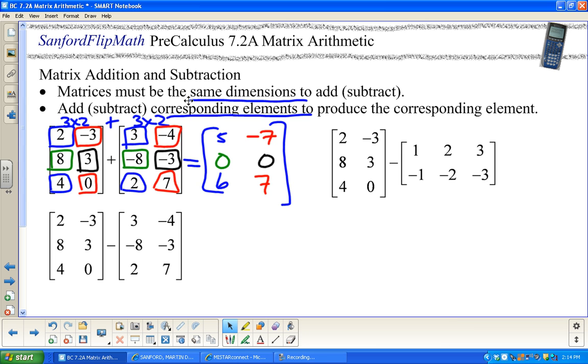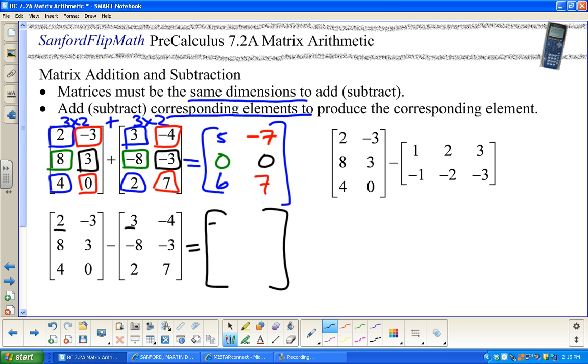Okay, same idea for subtraction. Okay, so 2 minus 3, -3 minus -4. Okay, so -3 minus -4 is really -3 plus 4 is 1. 8 minus -8. 3 minus -3. 4 minus 2. And 0 minus 7.